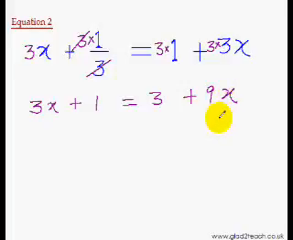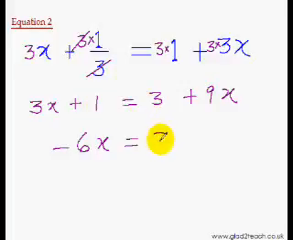From here on, you know what needs to be done. You have to take all the variables on one side and all the constants on the other. So this plus 9x comes to this side and it becomes minus 9x. So 3x minus 9x will be minus 6x. Similarly, this plus 1 comes here and it will become minus 1. So 3 minus 1 will be 2.